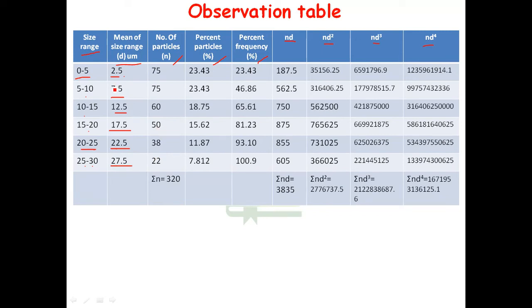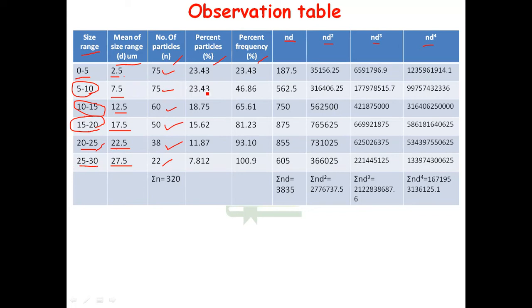For these size ranges, we counted particles. We counted 75 particles in the range 0 to 5. Again 75 particles were found in the size range 5 to 10. 60 particles were in the range of 10 to 15, 50 particles in the range of 15 to 20, 38 particles in the range 20 to 25, and 22 particles in the range 25 to 30.